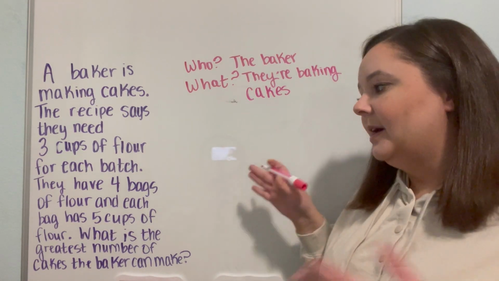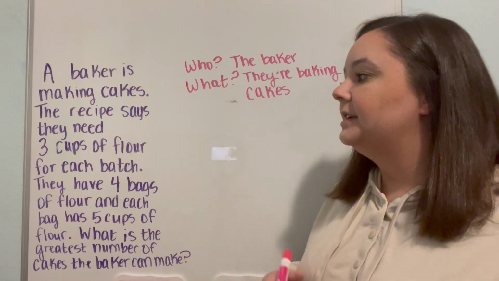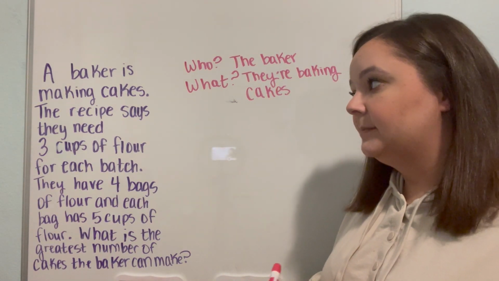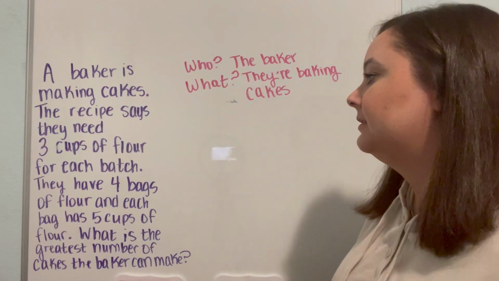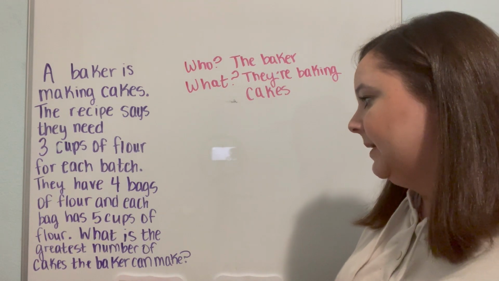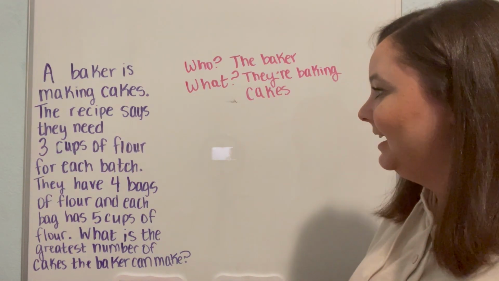I'm going to go back to my problem and read it a second time, and this time I'm going to look for the numbers that are in the problem and what they mean. So a baker is making cakes. The recipe says they need 3 cups of flour for each batch. They have 4 bags of flour and each bag has 5 cups of flour. What is the greatest number of cakes the baker can make?